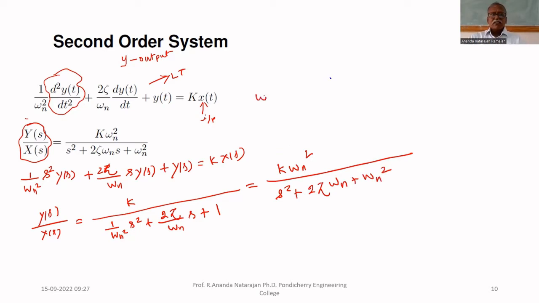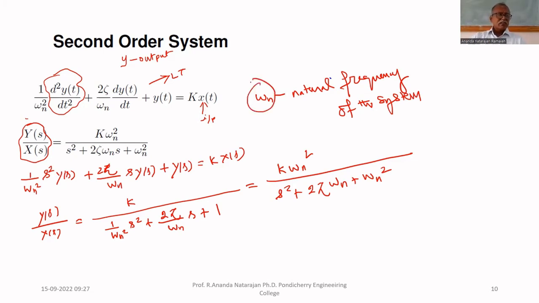where omega n is the natural frequency of the system. This form is called natural frequency form.